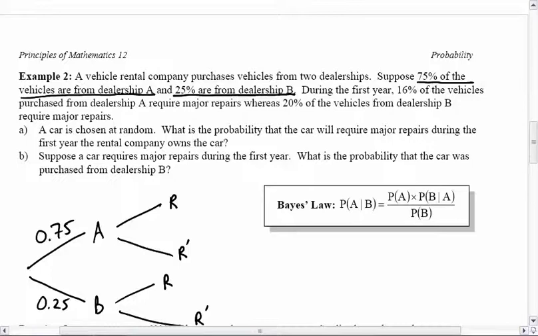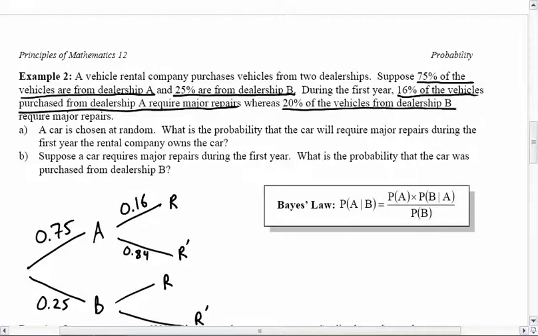Now let's see, if the car came from A, the chance that it needs repairs is 16%. So then what's the chance that it doesn't need repairs? 84. Okay, whenever a tree branches into 2 parts, those 2 always add up to 1. From car dealership B, 20% of the cars need repairs. So that means that the rest of the cars, 80%, don't need repairs.